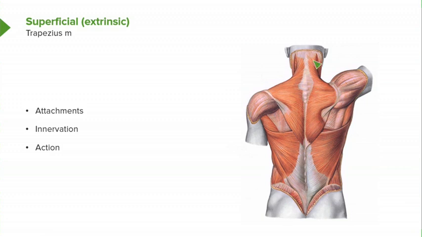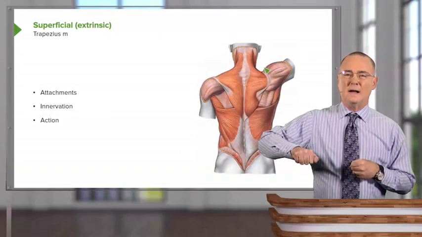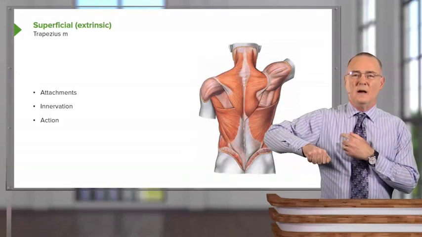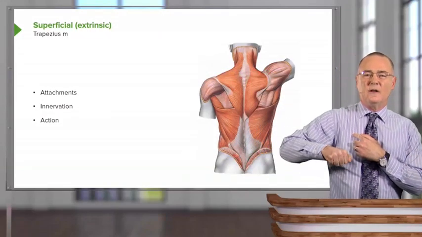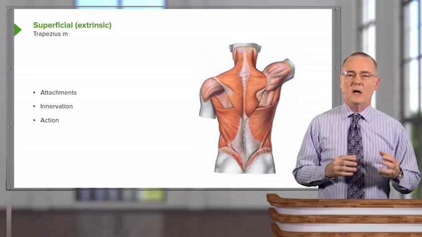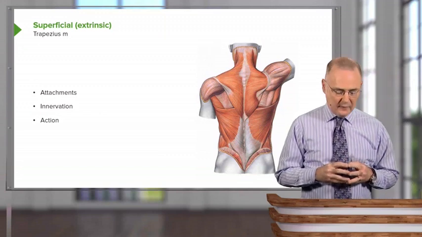If the superior and the inferior fibers are working in unison, they will rotate the glenoid cavity of the scapula where the humerus articulates. It will rotate that cavity superiorly, and then that will allow for abduction of the humerus above the horizontal. This is done in association with the serratus anterior.